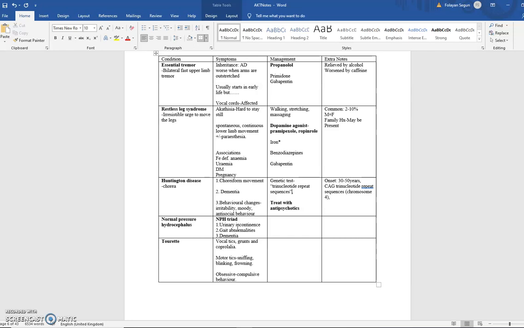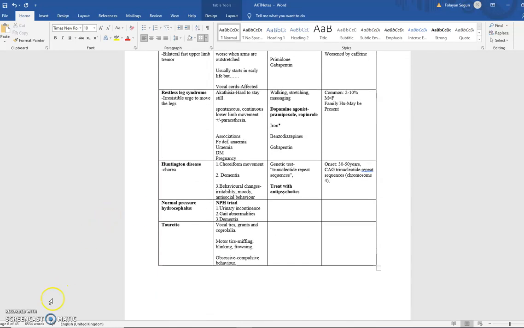Okay. So lastly, I'll be talking about Tourette disease. I wouldn't say much about it, but it's a kind of movement disorder that could either present with vocal tics like grunts and coprolalia. Coprolalia means repeated use of obscene language, okay? Or it could be motor tics like sniffing, blinking, or frowning. And sometimes you could have some obsessive compulsive behavior. Okay, so that will end the session on other movement disorders.